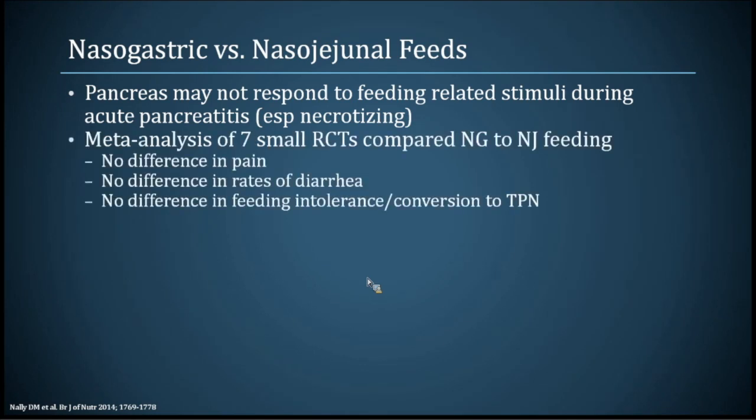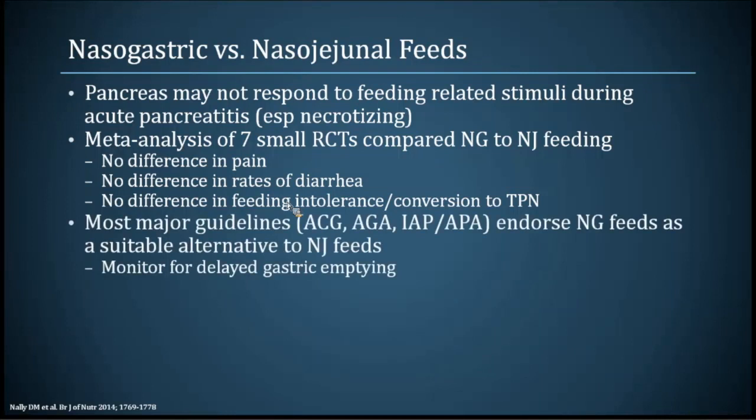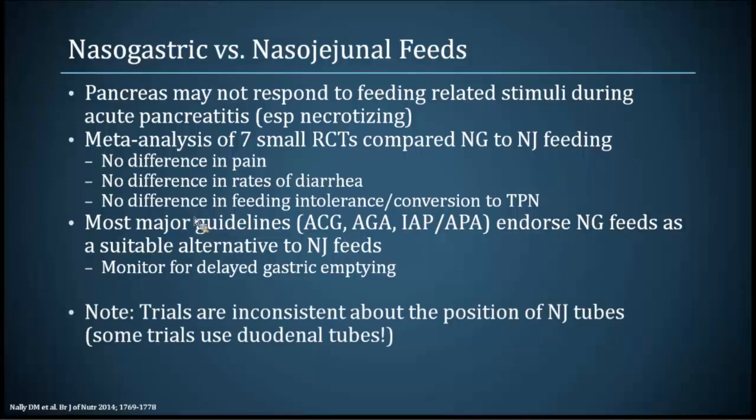There are 7 small RCTs comparing NG to NJ feeds. No differences in pain, no differences in rates of diarrhea, no differences in feeding intolerance or conversion to TPN. So all of the guidelines, ACG, AGA, IAP/APA, they all endorse NG feeds as a suitable alternative to NJ feeds. I approach this with a little bit of caution. I think the data for NG feeds is a little soft. Some of the studies actually, instead of jejunal tubes, they did duodenal tubes. And so then we already talked about how duodenal is really not much better than gastric.